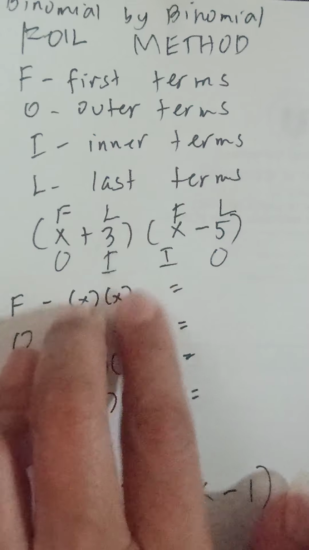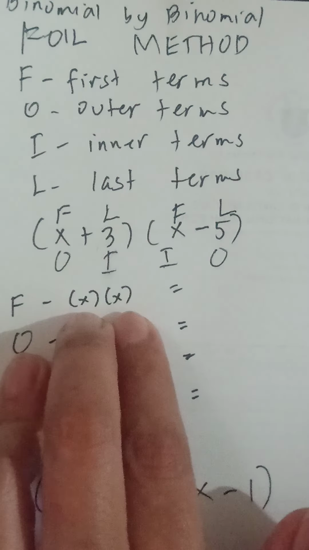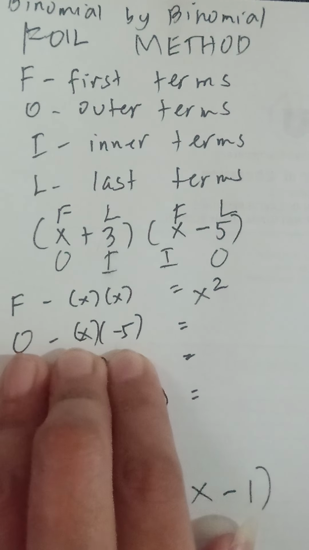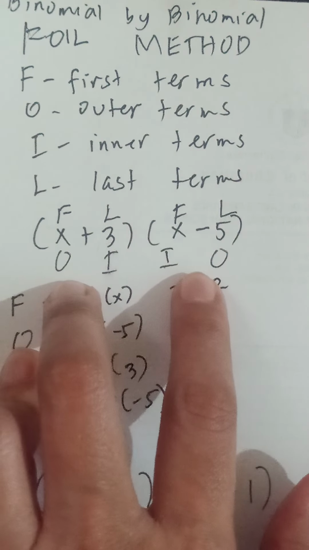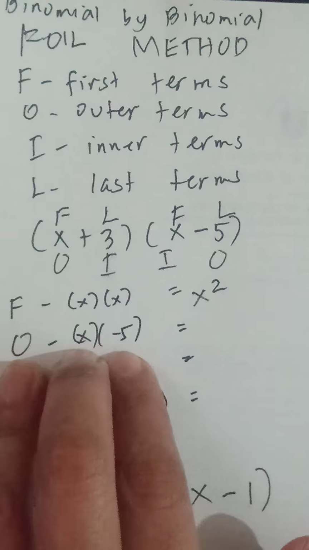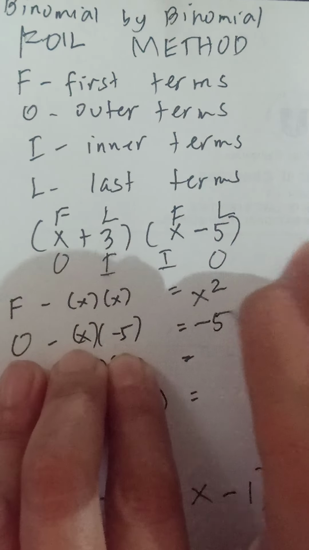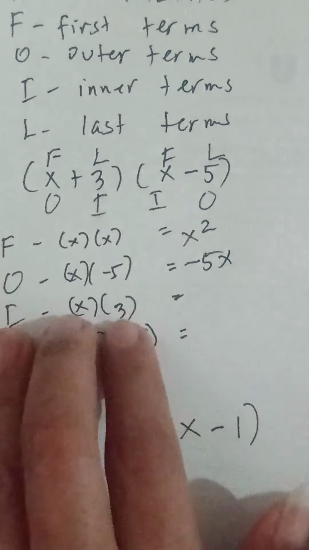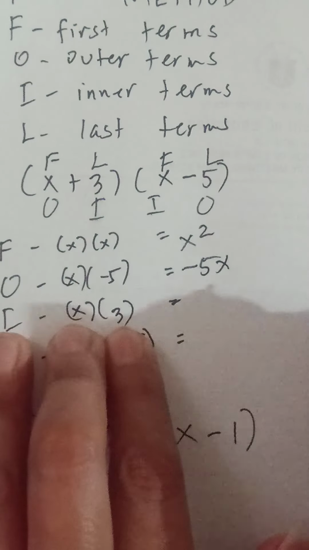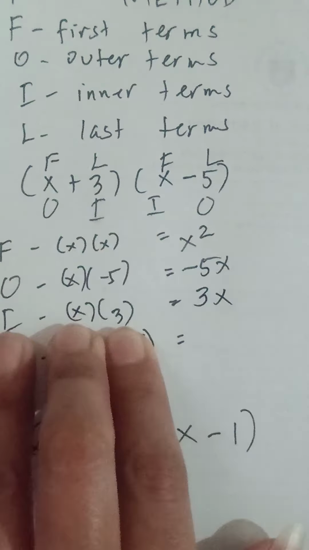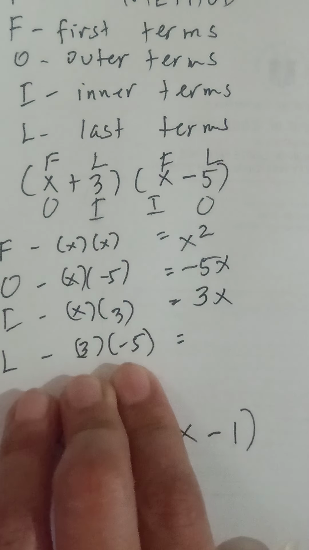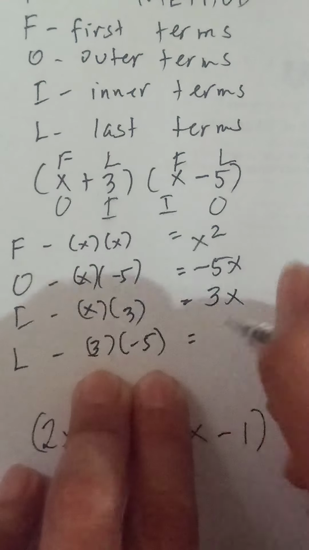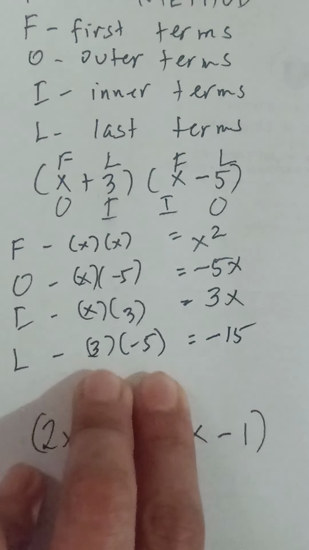For the first terms, you are going to multiply x and x here, which is equal to x squared. For the outer terms, you need to multiply x and negative 5, and the answer here is negative 5x. For the inner terms, you will be multiplying 3 and x, and 3 times x is equal to 3x. And then lastly, for L, you need to multiply 3 and negative 5, which is equal to negative 15.